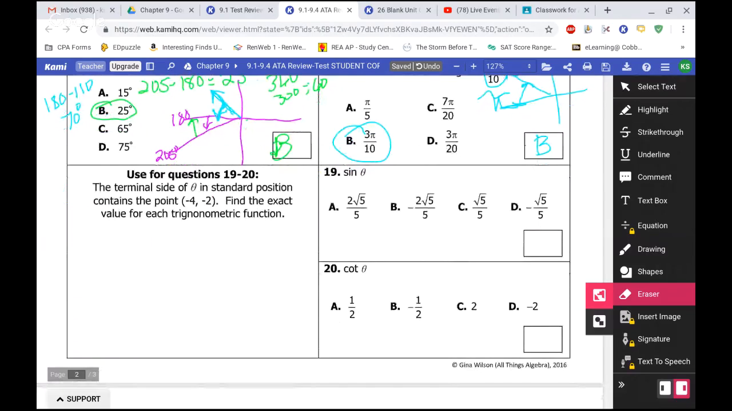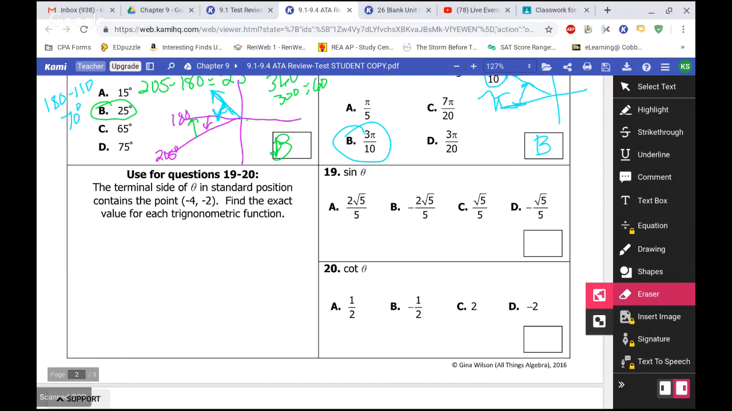Okay. The terminal side of a theta position, and I believe someone emailed me about this, so I really want to focus on this for just a minute. The terminal side of theta in standard position contains the point (-4, -2). Find the exact value for each trigonometric function. Now, something like this is what you'd see on the ACT or SAT, or sometimes if you're looking up videos for further instruction. This is going to be a non-unit circle trigonometric function just using the coordinate plane.